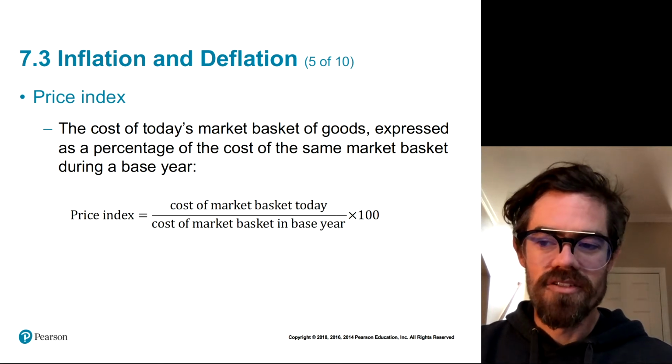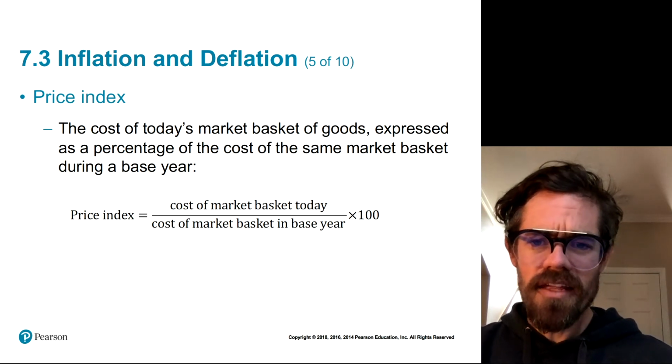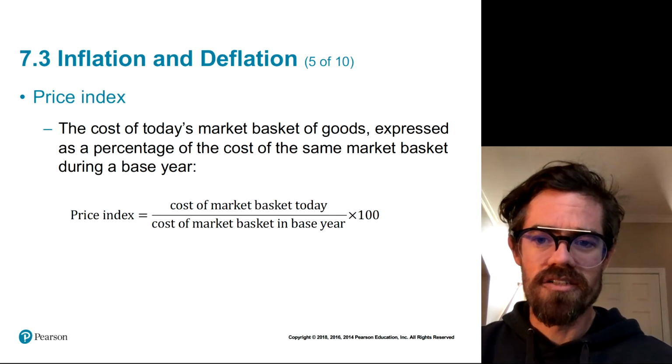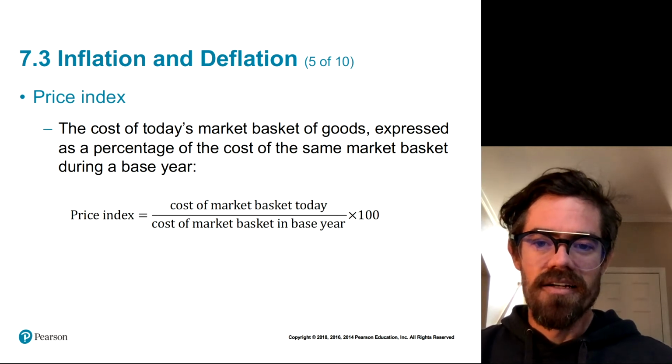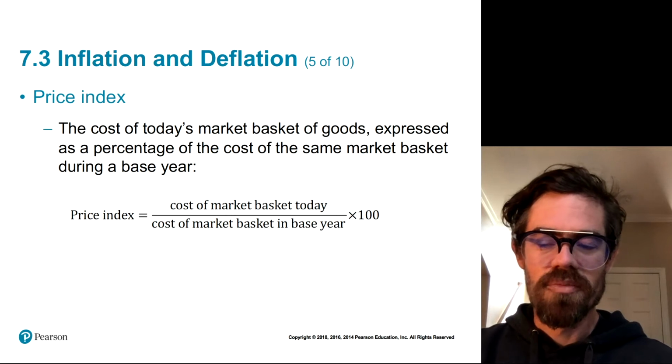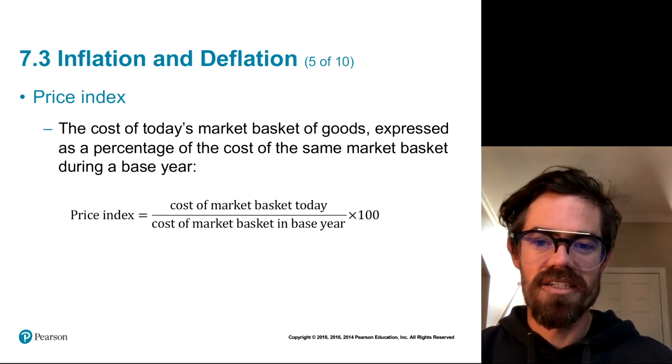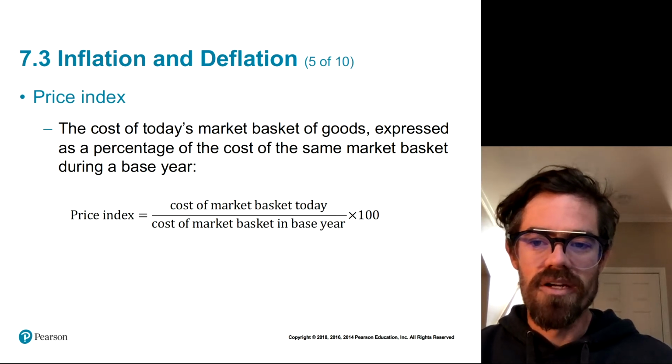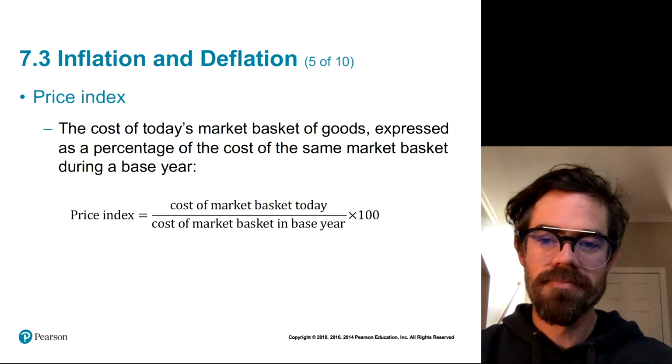Okay. Now, what this also means is that if today is the base year, then this quotient would be 1, right? The cost of the market basket today divided by the cost of the market basket in the base year. And if that base year is today, then we would basically have the same number on the top and the bottom, which would give us 1. We'd multiply by 100, and we would get the price index of 100. So what this means is that the price index in the base year will always be 100. Okay, so keep that in mind. The price index in the base year is always 100.